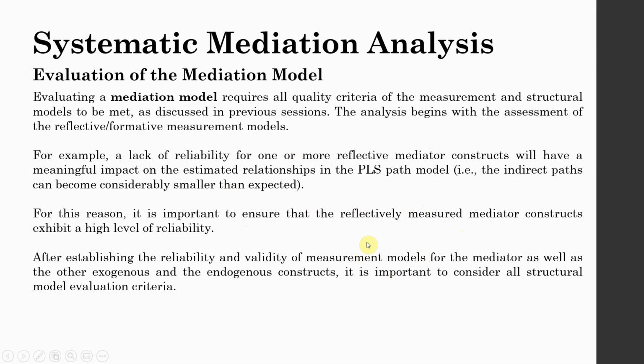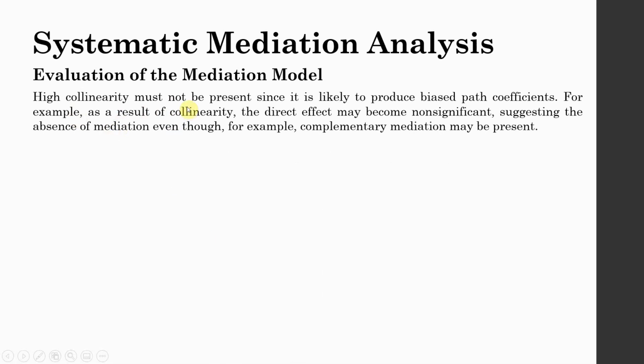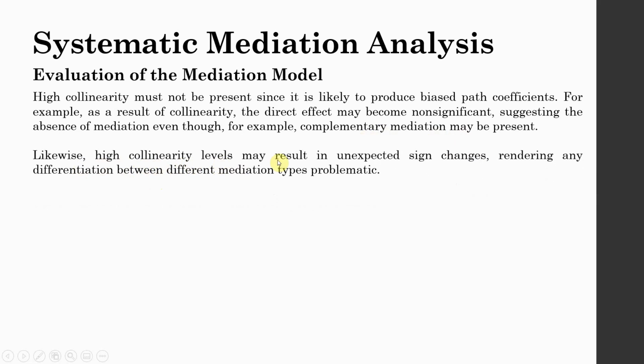You have to check for collinearity, and you will have to assess explanatory power and the structural relationships as well. High collinearity must not be present since it is likely to produce biased path coefficients. For example, as a result of collinearity, the direct effect may become insignificant, suggesting the absence of mediation even though, for example, complementary mediation may be present. Likewise, high collinearity levels may result in unexpected sign changes, rendering any differentiation between different mediation types problematic.